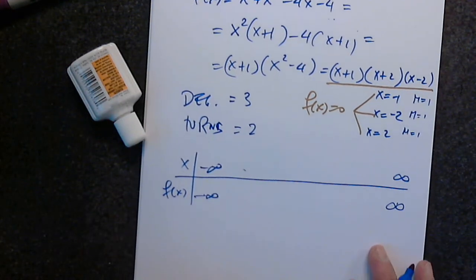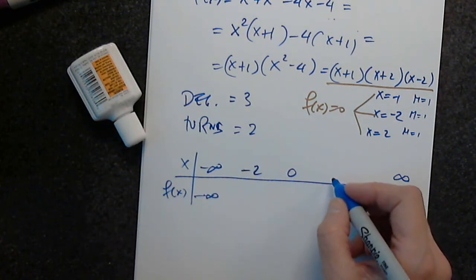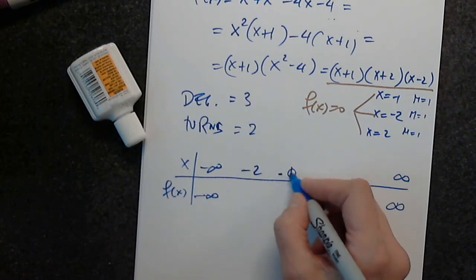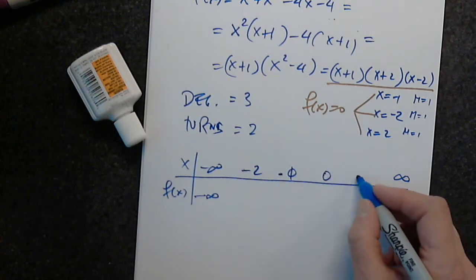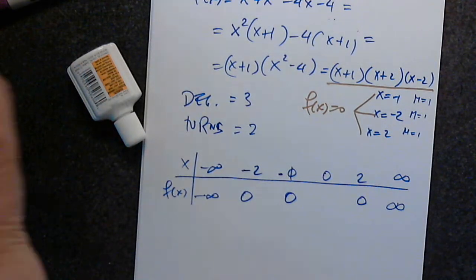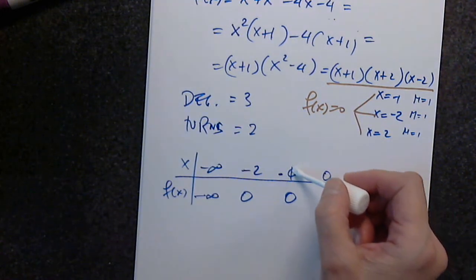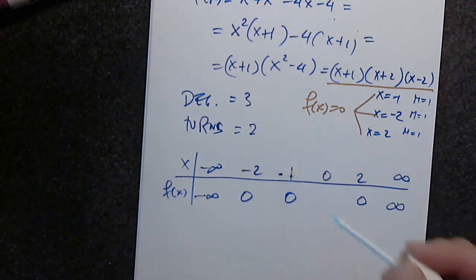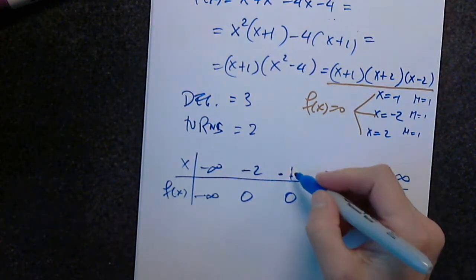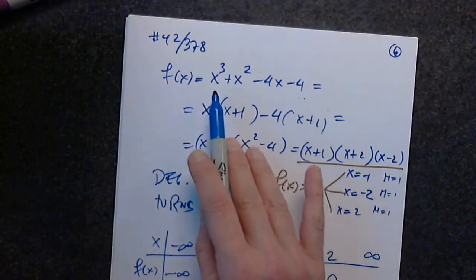So all of them will be what type of... yes. Sorry, negative 2, negative 1. I'll erase that. 0 and 2. Perfect. So let's find the y-intercept, please.